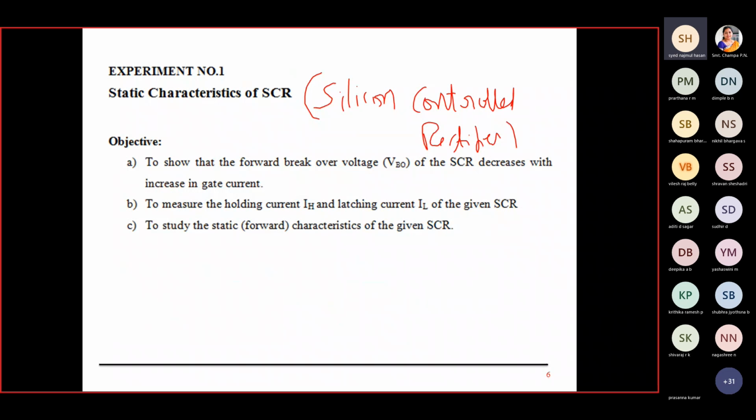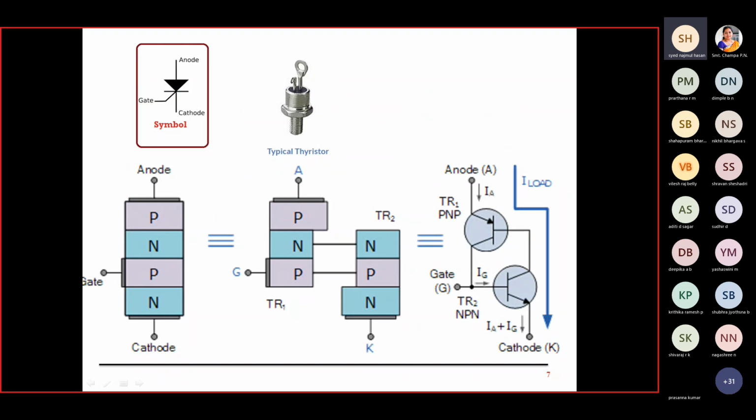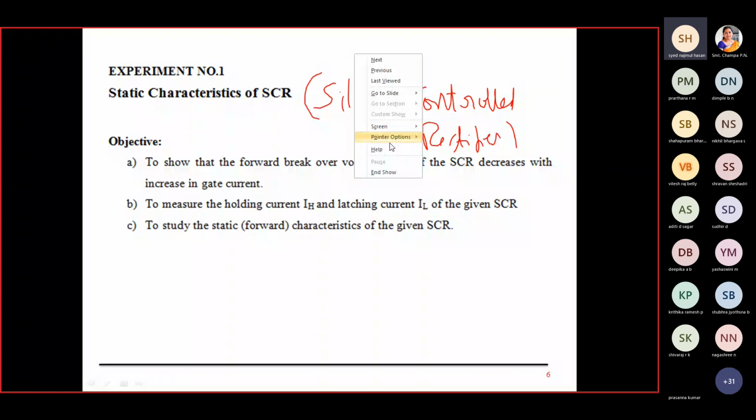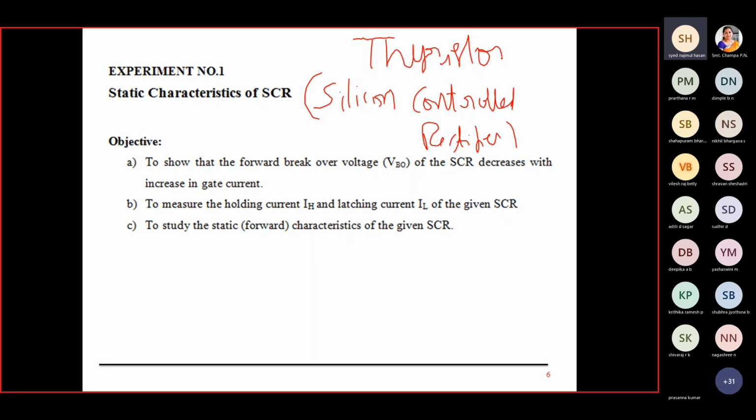Yes, note down that SCR means silicon controlled rectifier. It is coming under the thyristor family. It's basically a thyristor family member, and the thyristor you are going to study in your theory also. There are many family members. One is SCR. Then you have triac, diac, RCT (reverse conducting thyristor), MCT (MOS controlled thyristor). Many are there, and one among them is SCR.